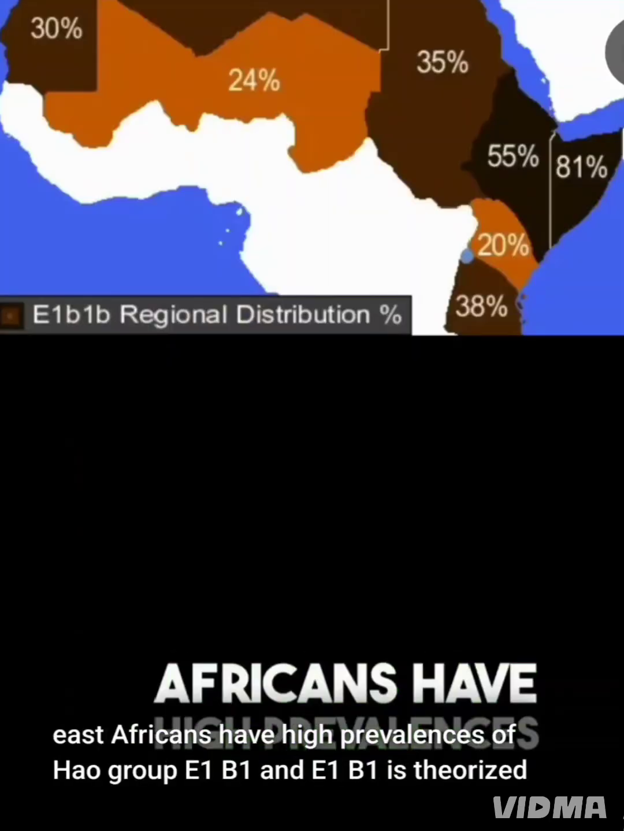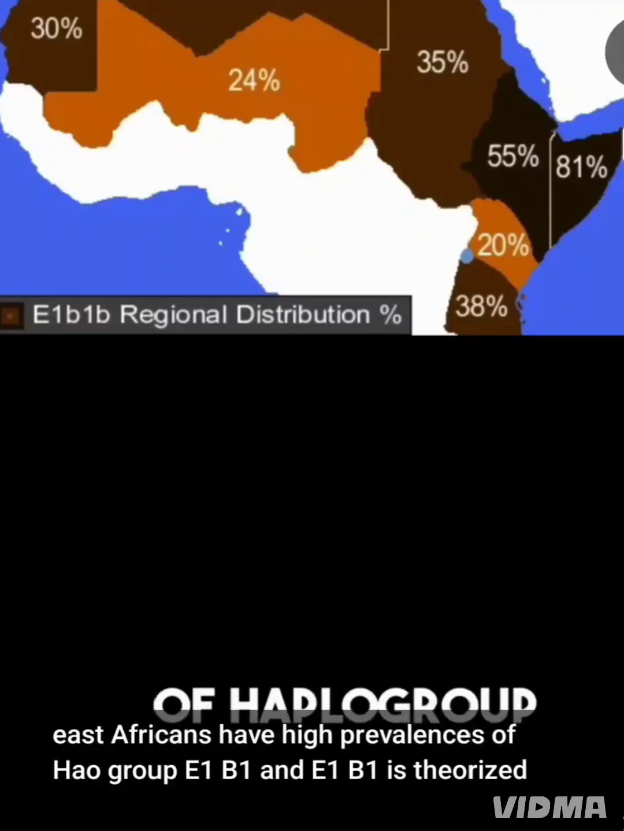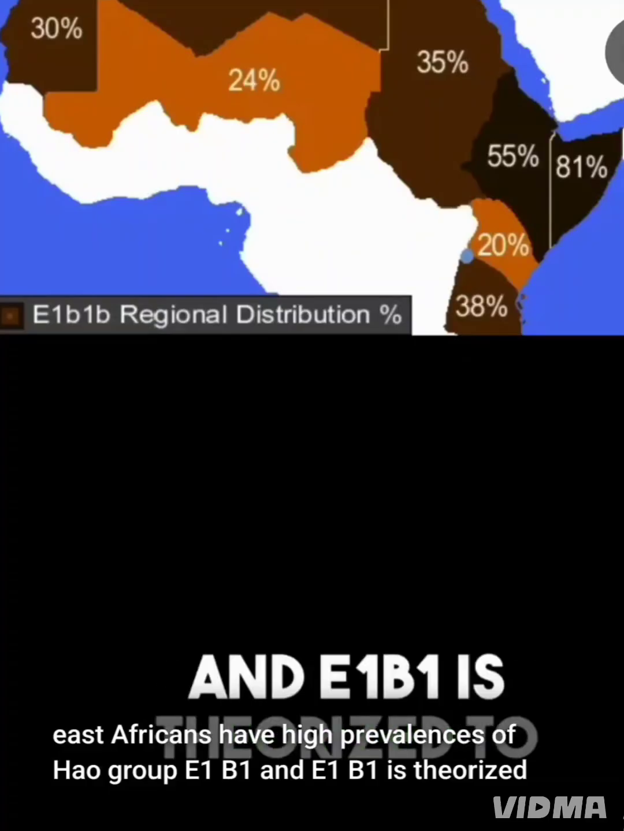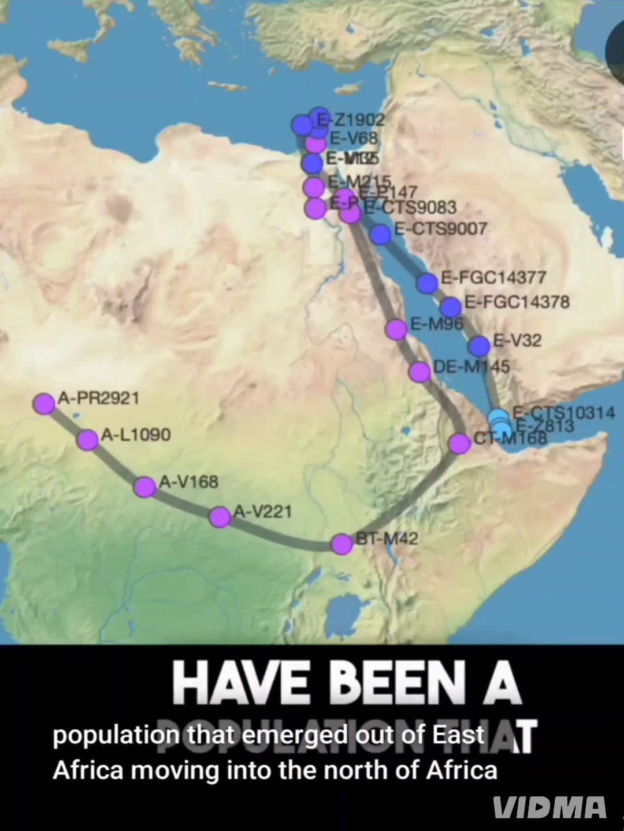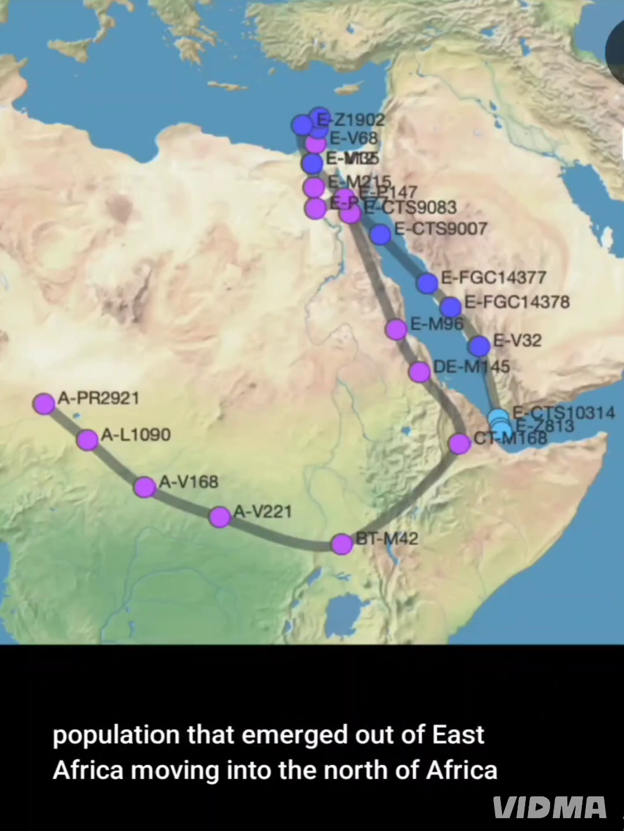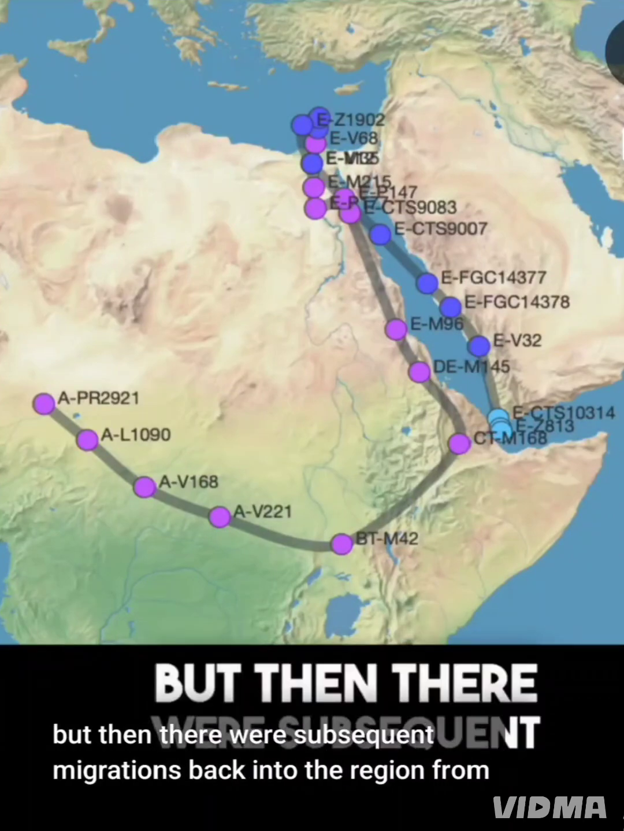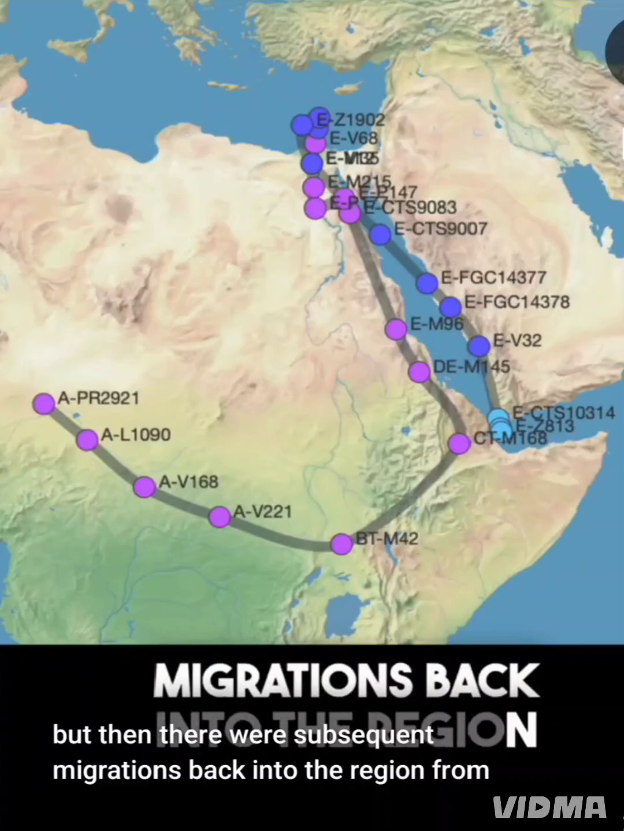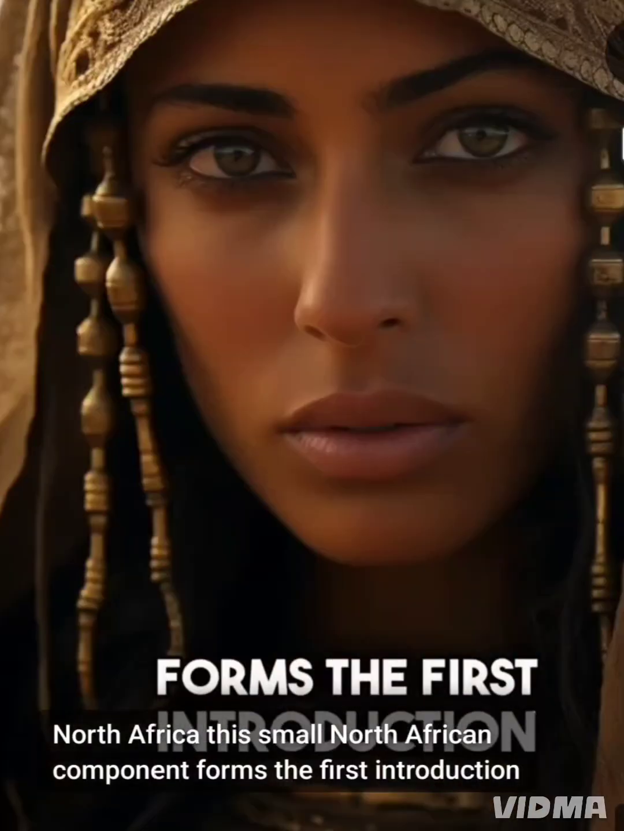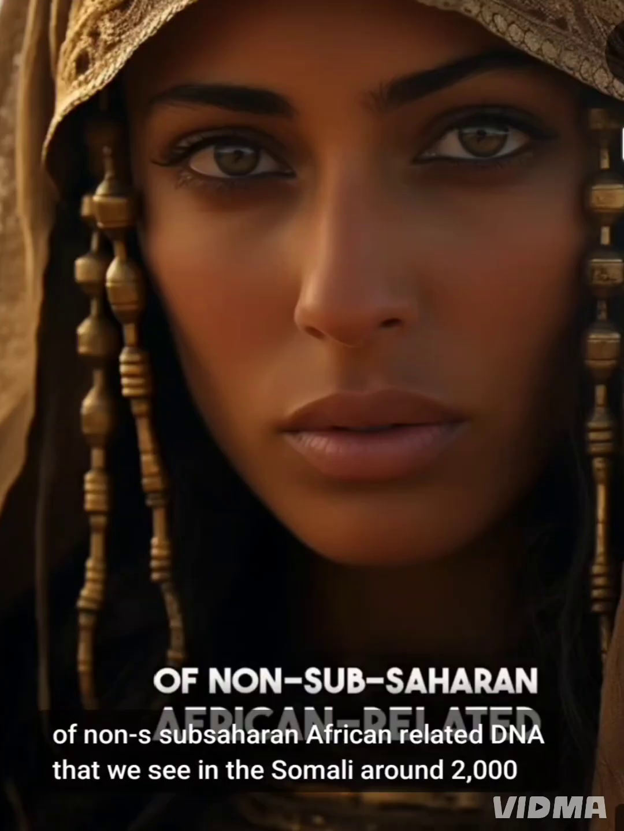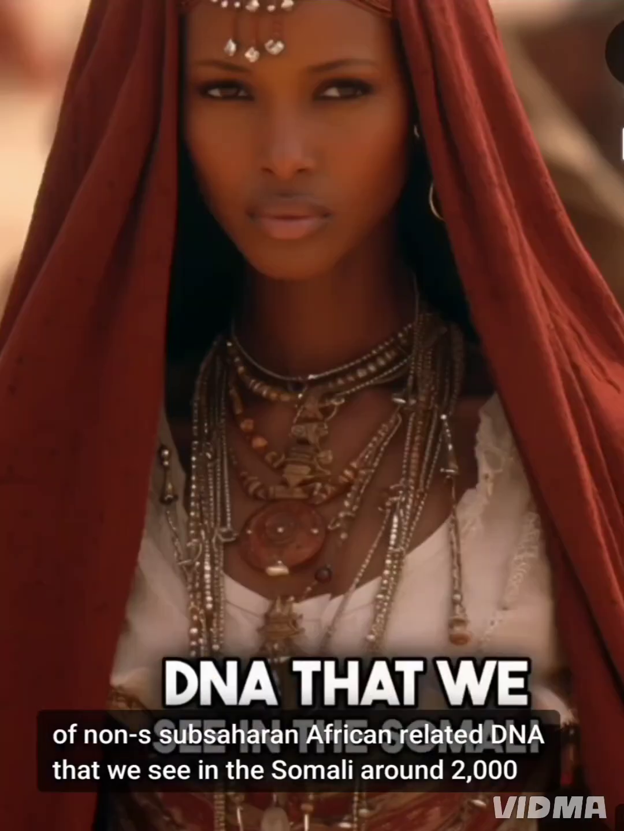Both North and East Africans have high prevalences of haplogroup E1b1, and E1b1 is theorized to have originated in the Horn. This indicates that there would have been a population that emerged out of East Africa, moving into the north of Africa. But then there were subsequent migrations back into the region from North Africa. This small North African component forms the first introduction of non-sub-Saharan African-related DNA that we see in the Somali.